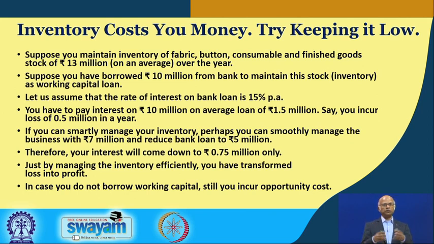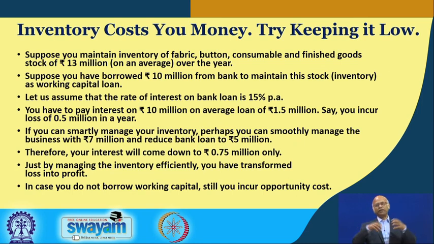Suppose you are maintaining 13 million worth of stock, and suppose you borrow 10 million rupees from the bank. At the end of the year you are going to pay interest of 1.5 million, that is 50 lakh rupees. Whereas if you can reduce the inventory, you can manage it in collaboration with your suppliers, meaning whenever you need the supply, if the supplier is ready to supply, you can maintain lower stock, and then eventually you can pay less interest, 7.5 lakh only.